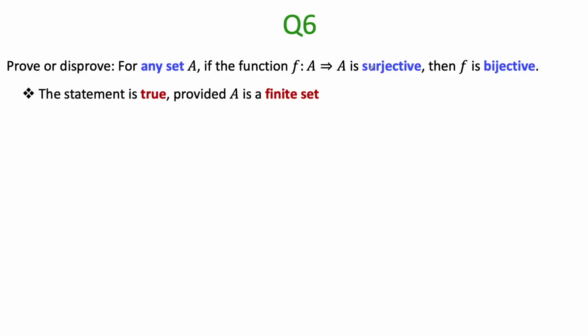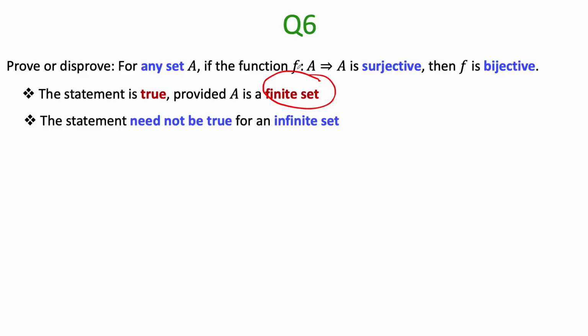It turns out that the statement is true provided your set A is a finite set. Because indeed if the set is a finite set and the function is from the same set to itself and surjective, then we can show it is a bijective function as well. So we will touch upon this fact sometime later in this course, but the statement need not be true if the set A is an infinite set.